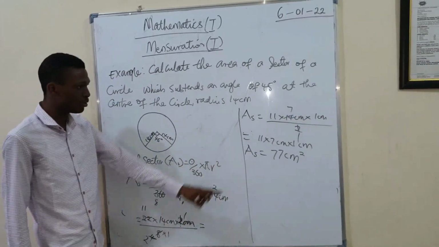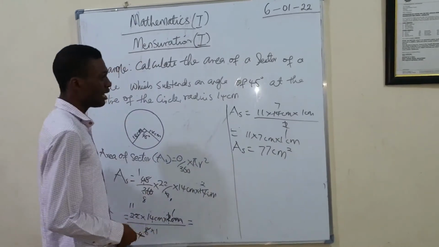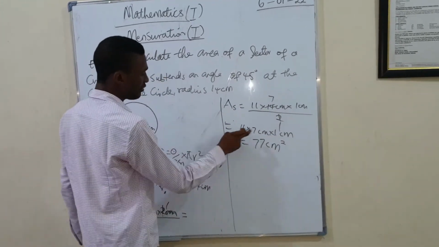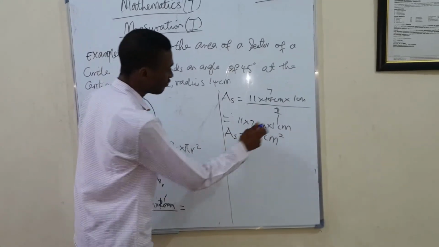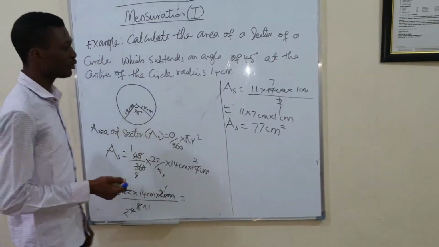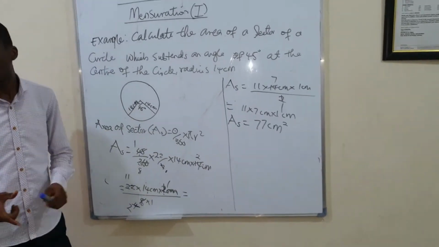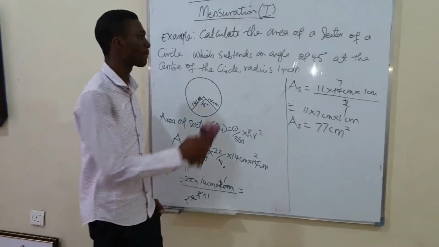Then 2 times 1, we have 2. From here, 11 times 7 cm times 1 cm. 11 times 7 is 77. 77 times 1 is still 77. So the area of the sector of our circle is given as 77 cm squared.